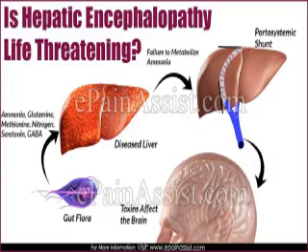Also, patients should not have their protein intake restricted. Maintain an adequate protein intake of 1.2 to 1.5 grams per kilogram per day. Encourage intake of high carbohydrate diets by mouth or NG tube.